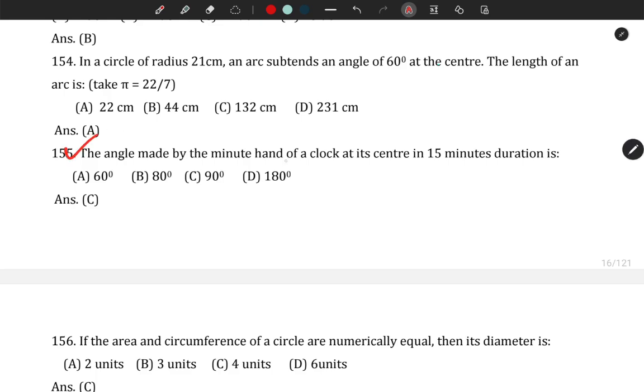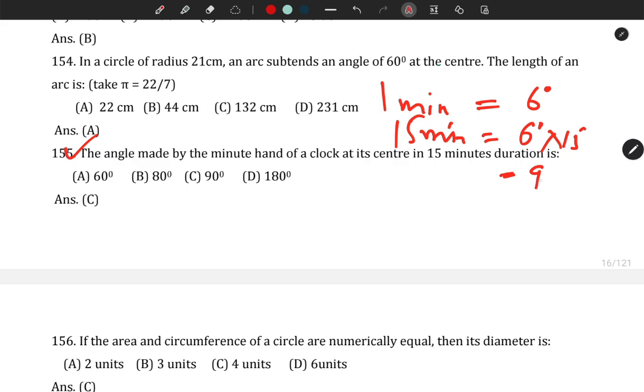The angle made by the minute hand of a clock at its center in 15 minutes duration is. For this type of sums you have to memorize this. 1 minute is always equal to 6 degrees. Angle described by the minute hand in 1 minute is 6 degrees. So 15 minutes will be equal to 6 degrees into 15. That will be 90 degrees. So answer is 90 degrees. And if you draw the figure, if the minute hand is at 12, after 15 minutes it will go here. So you can see in 15 minutes the angle described by the minute hand is 90 degrees.